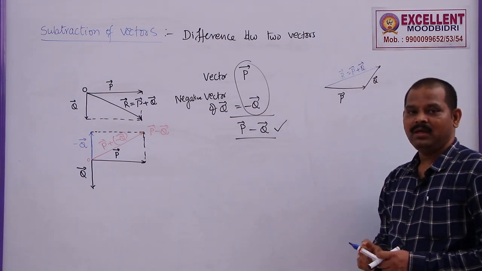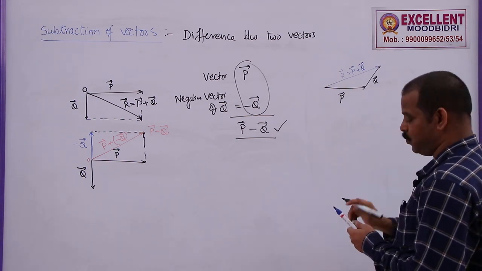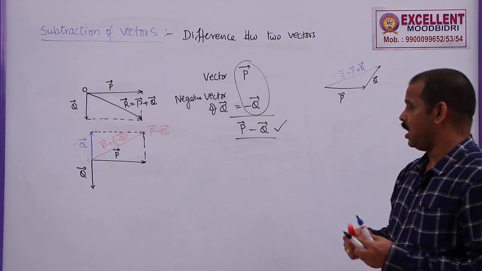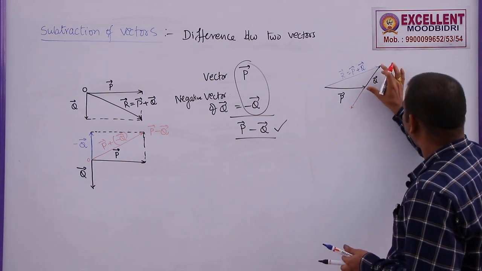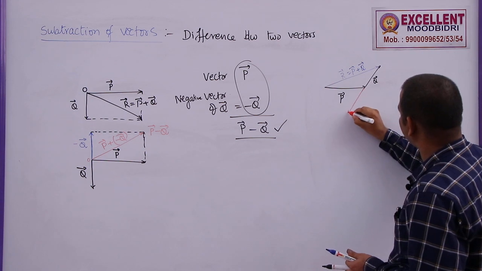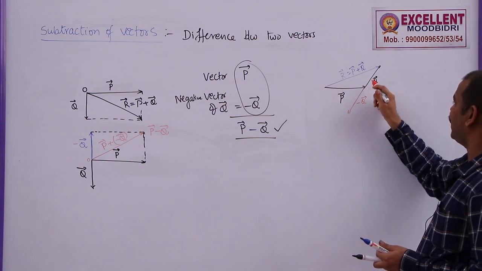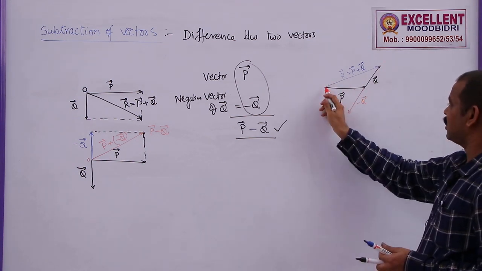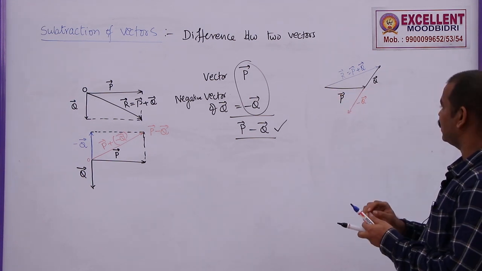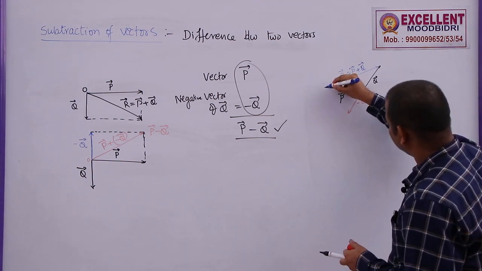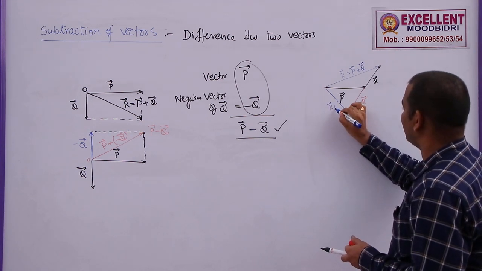But how to find P bar minus Q bar? This is P bar. Q bar is the negative vector of Q bar, that is, this is minus Q bar. Now you take one more vector having the same magnitude but acting in the opposite direction. So now this is tail to head, tail to head. This is head to tail, but here tail to head, now head to tail. So I need to draw one more vector here. This is the closing side of this triangle, which is given by P bar minus Q bar.